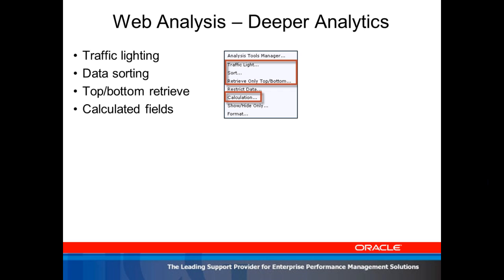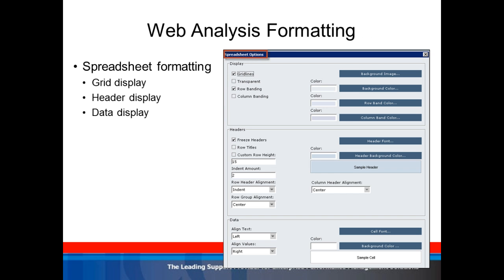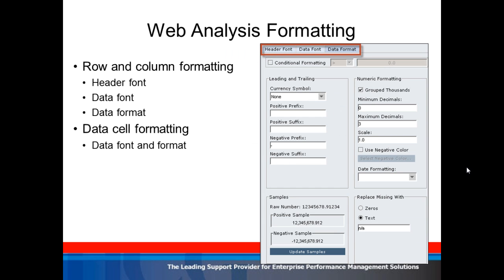You can sort that data. You can retrieve only the top and bottom information like the query designer could do in SmartView. And you can create calculated fields like grand totals, averages. And with all of this, you can format what is displayed in many, many ways. For instance, in this dialog, you can format the entire spreadsheet as to how the grid displays, how the header displays, how the data displays.